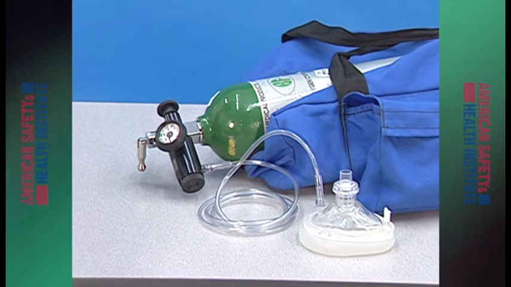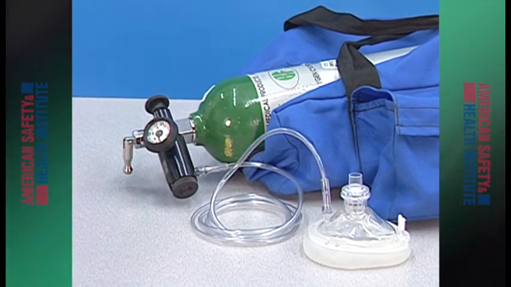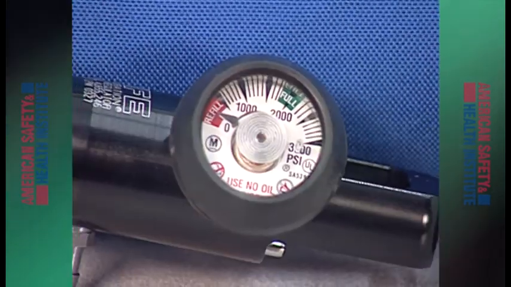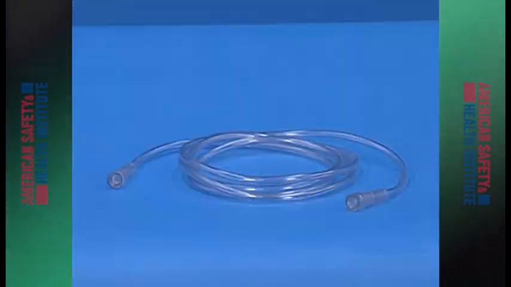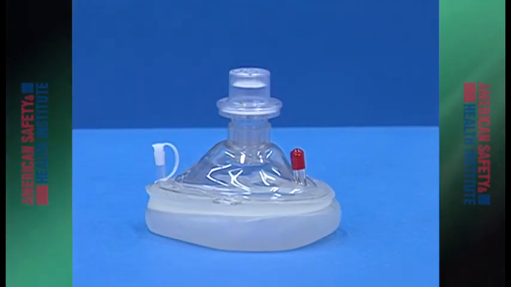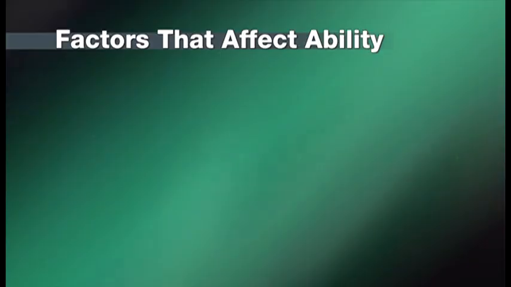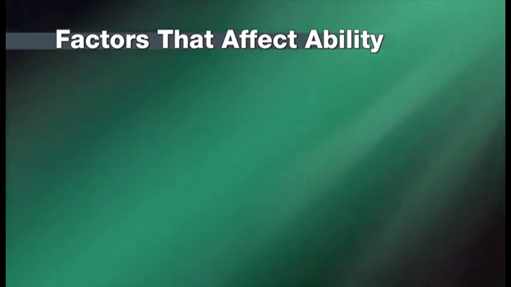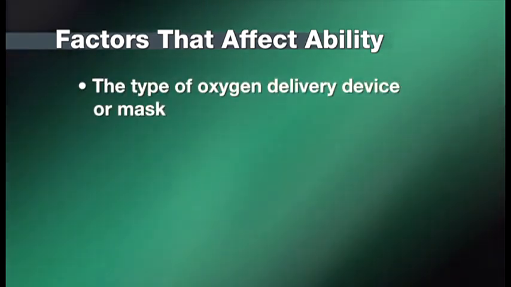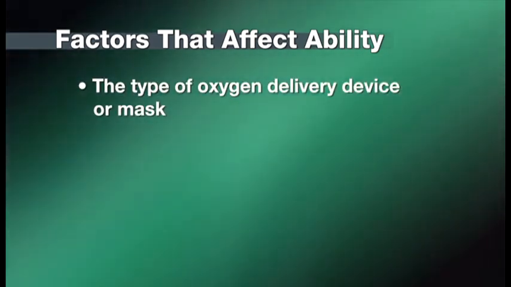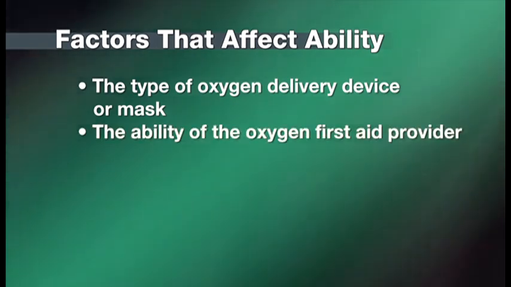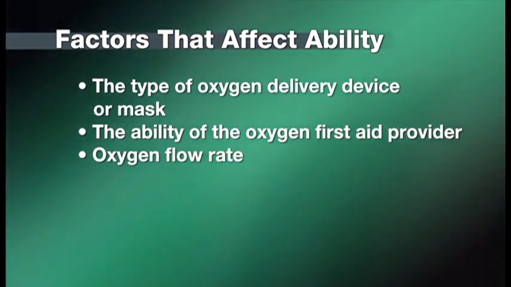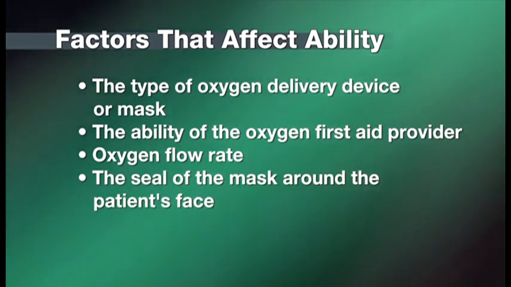An emergency oxygen delivery system has 4 primary components: an oxygen cylinder, a regulator, tubing, and a delivery device. Factors that affect the ability to provide high concentrations of oxygen include the type of oxygen delivery device or mask, the ability of the oxygen first aid provider, oxygen flow rate, and the seal of the mask around the patient's face.